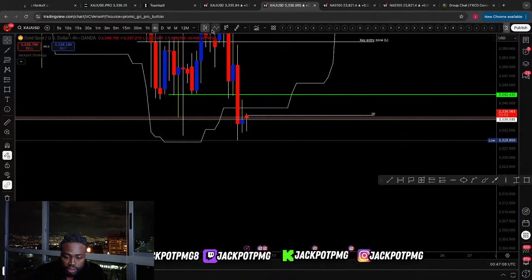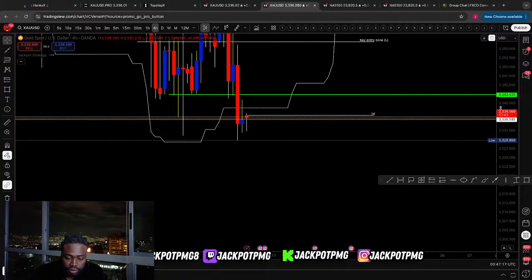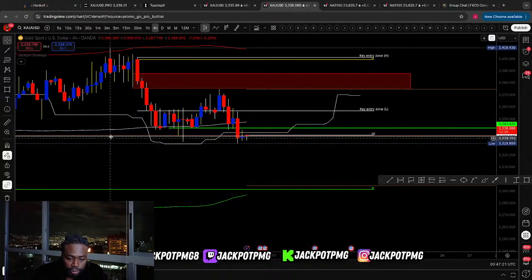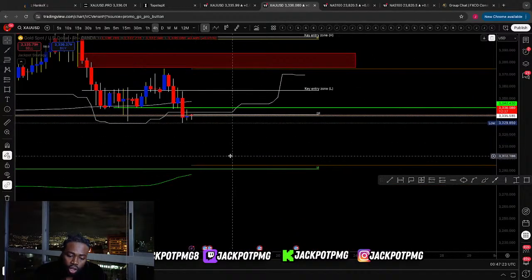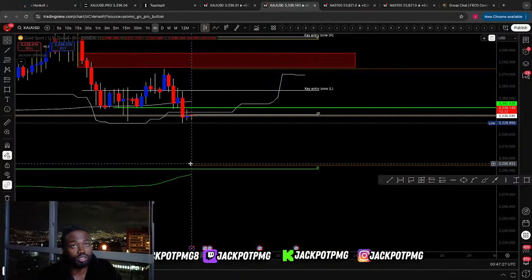Let me add the Bollinger Band in here as well, just an extra one. I could just do it right here. All right, Bollinger Band, we'll have that there. We talk about going from zone to zone, right? That's what we've been talking about. Zone to zone.